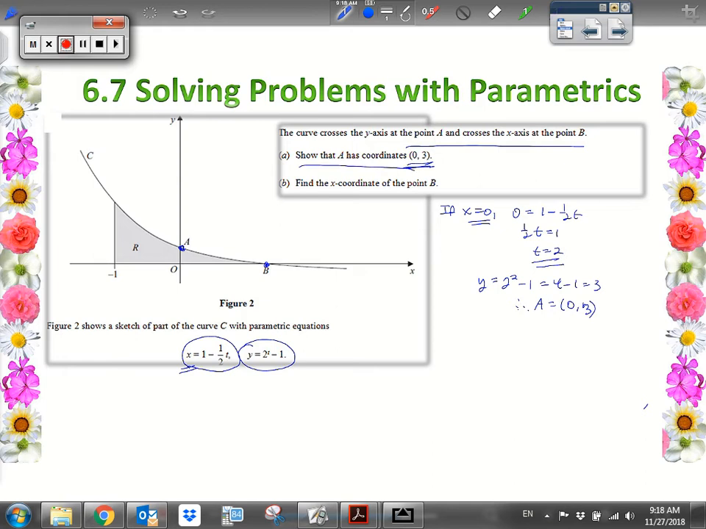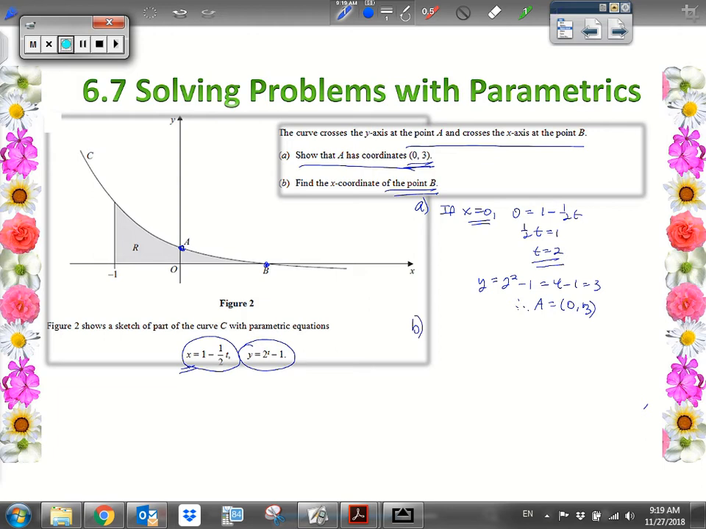Okay, so that's part A. Is that okay? That's the kind of questions we're going to be doing in this lesson, using the parametric equations to find various things they ask us to do. So on part B it says find the x coordinate of the point B. Again, B is on the x-axis, so we know every point on the x-axis has a y coordinate of 0. So for part B, this was part A.